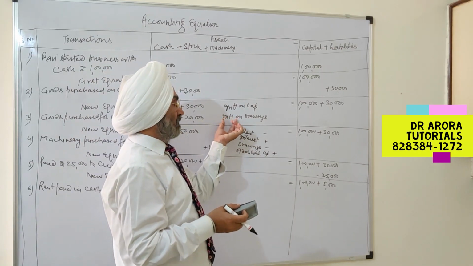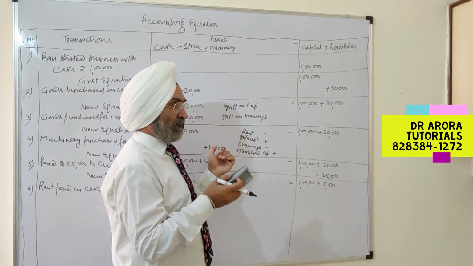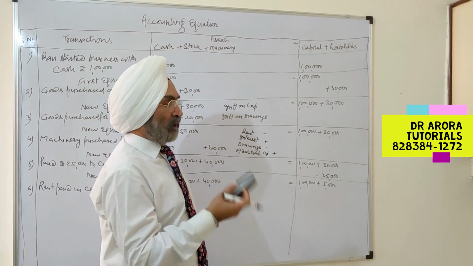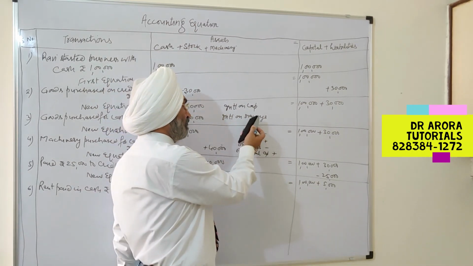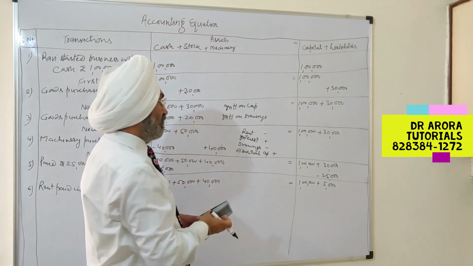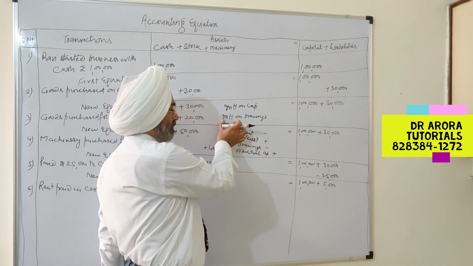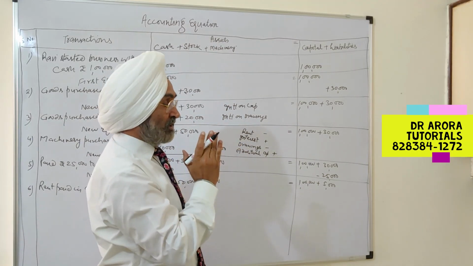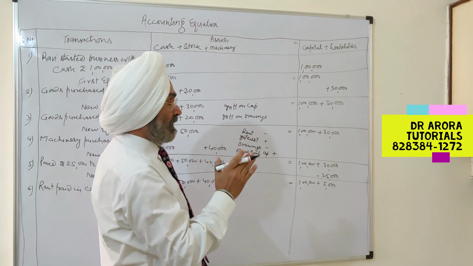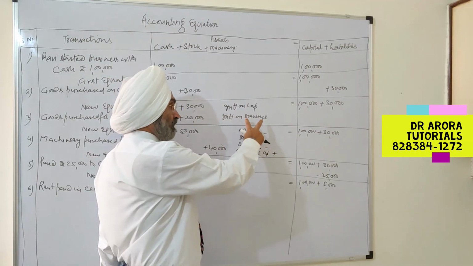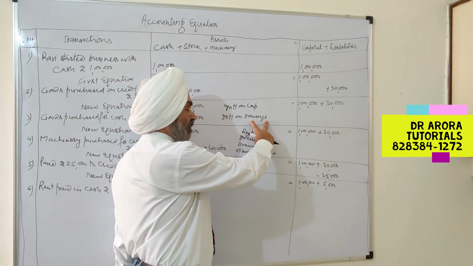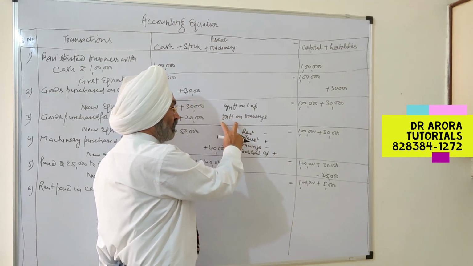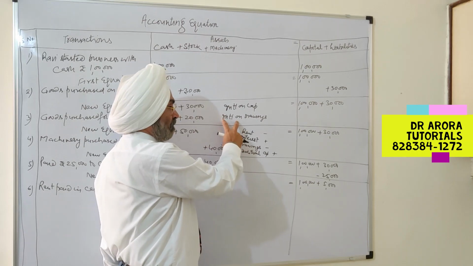Similarly, interest on drawings. This is the interest charged by the business from the proprietor for the money which he had withdrawn. This is the income of the business. Because we had discussed the business entity concept: business is a separate entity, businessman is a separate entity. If the businessman has withdrawn any money from the business, the business may charge interest on that. So this is the income of the business.